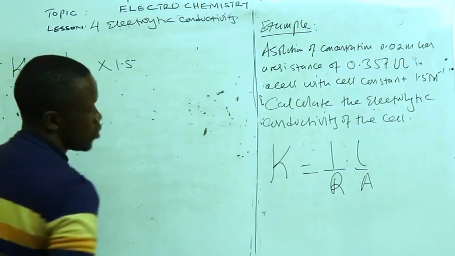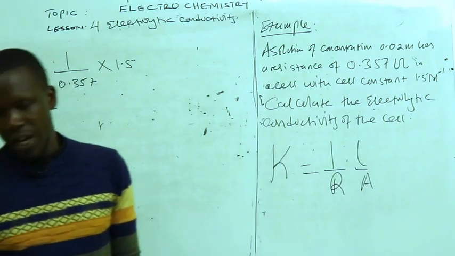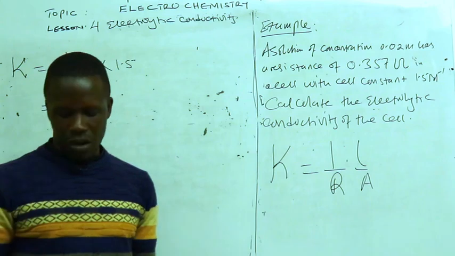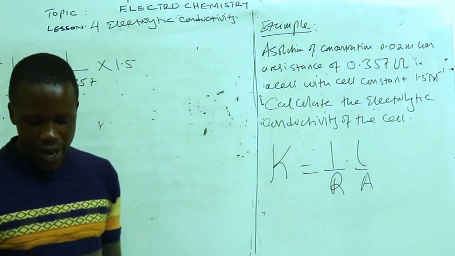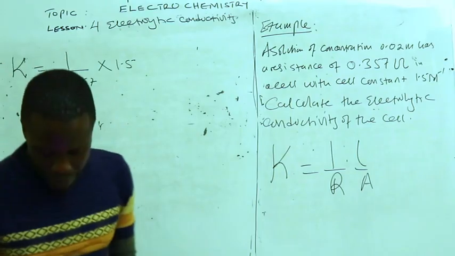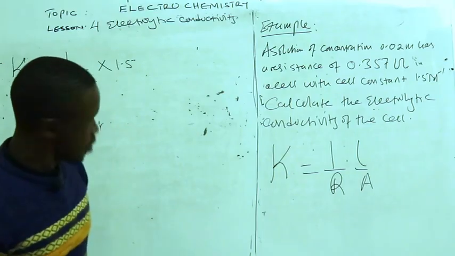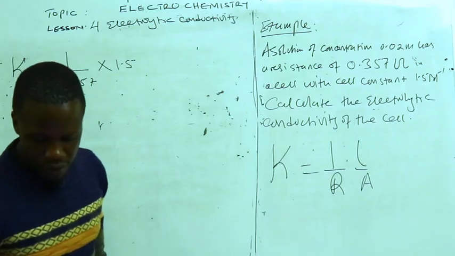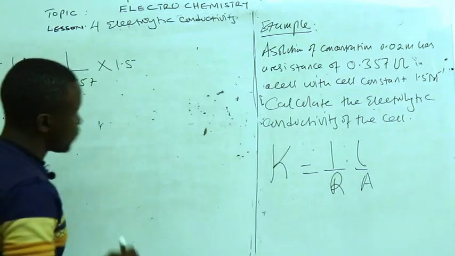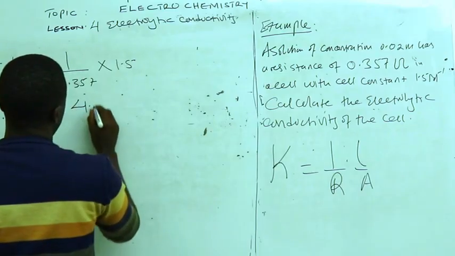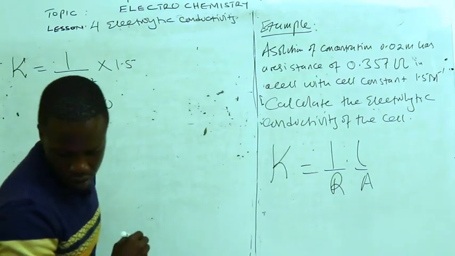And we substitute, or we press our calculator. In the calculator we have 1.5 divided by 0.357, and I'm getting 4.202.